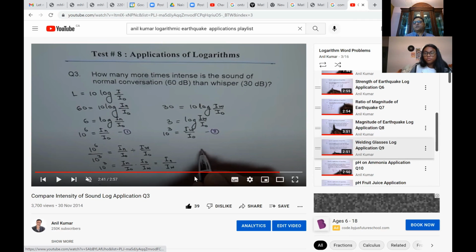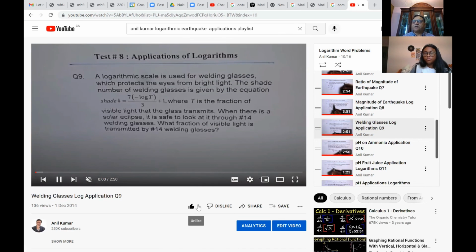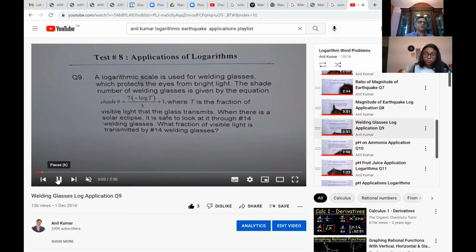Last example, which I'm going to share with you, is a practical application of welding. Can you please read the question? Yes, a logarithmic scale is used for welding glasses, which protect the eyes from bright light. The shade number of welding glasses is given by the equation shade number equals 7 times negative log t over 3 plus 1, where t is the fraction of visible light that the glass transmits. When there is a solar eclipse, it is safe to look at it through number 14 welding glasses. What fraction of visible light is transmitted by number 14 welding glasses?